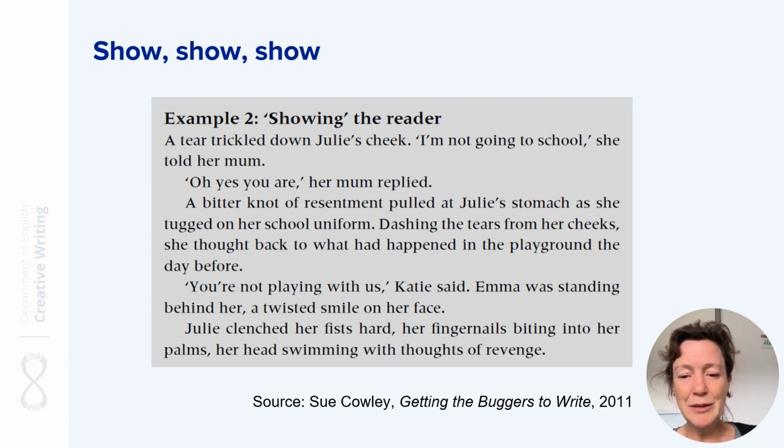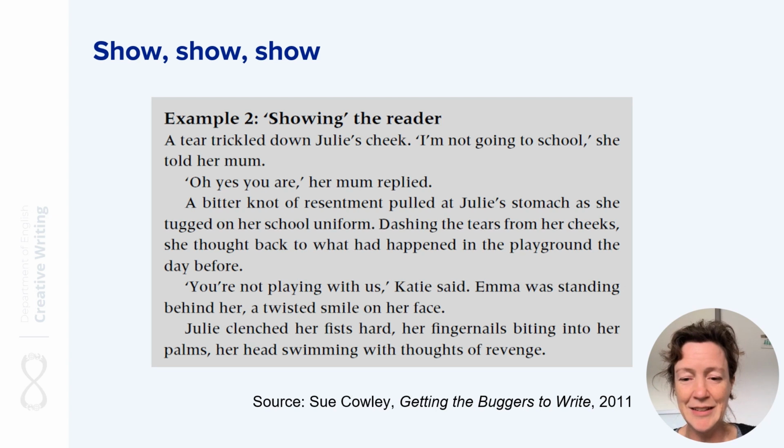So there you can see it's very different. We are not told precisely what Julie is thinking and feeling and why. We're given bits of dialogue. We're given descriptions of Julie's outward behaviour, how she pulls at her school uniform, for example, and how she dashes a tear from her cheek. And we're given a flashback to the day before.